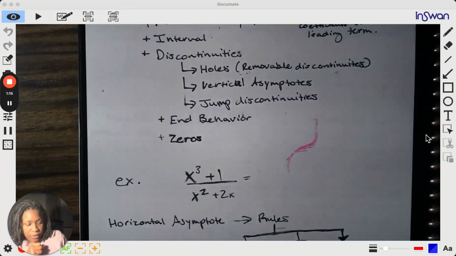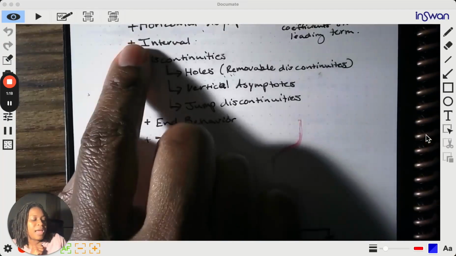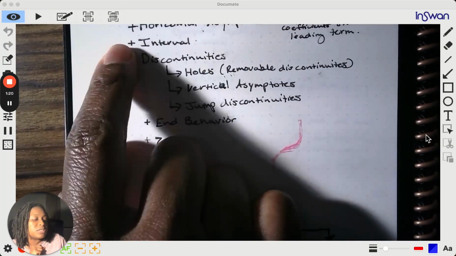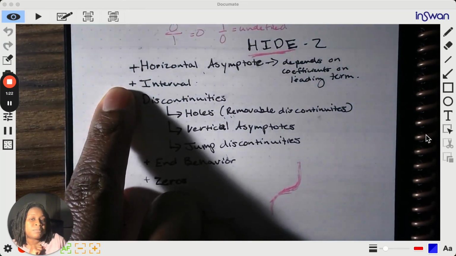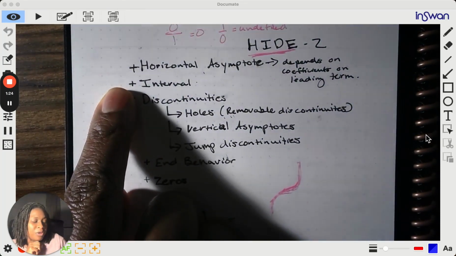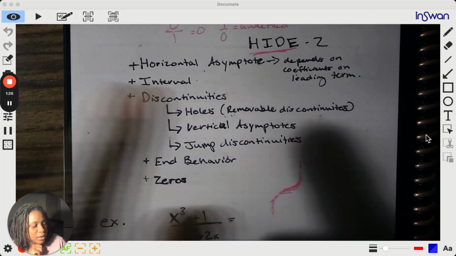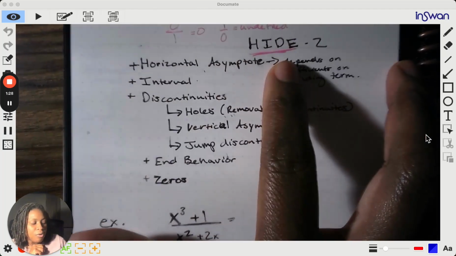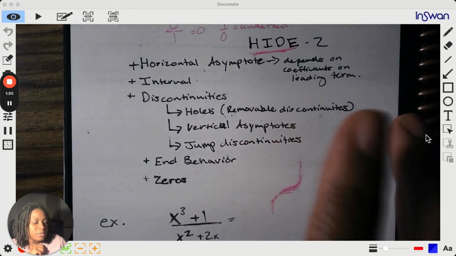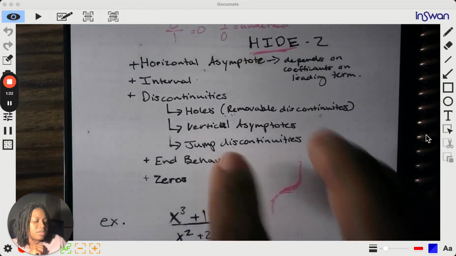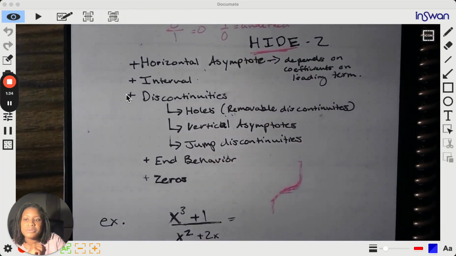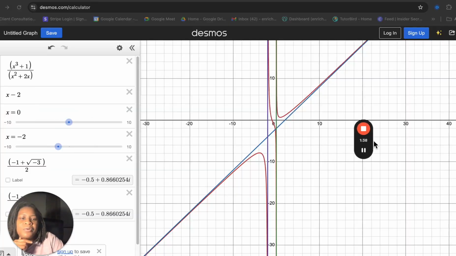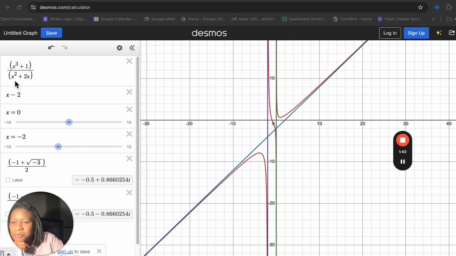So now the last thing, we haven't been able to view our intervals. So we'll view our intervals in Desmos when we graph it. And then from there, we'll also be able to see our horizontal asymptote and check those, check our discontinuities, look at our end behavior, and see the zeros. All right, so now we're in Desmos and looking at our graph. So we have x cubed plus 1 divided by x squared plus 2x.